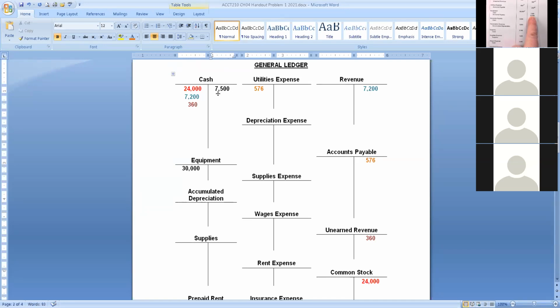Okay, so we have a $7,500 credit to cash, but we also have this accounts payable for 22,500. So that one has the three: equipment, cash, accounts payable.